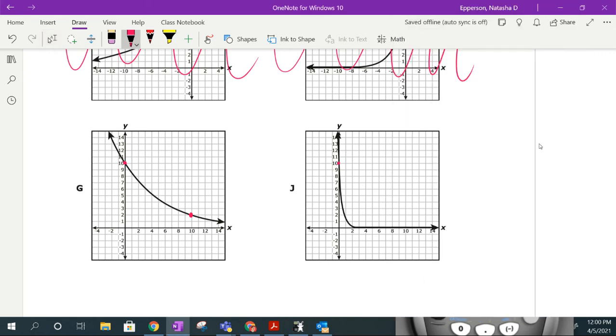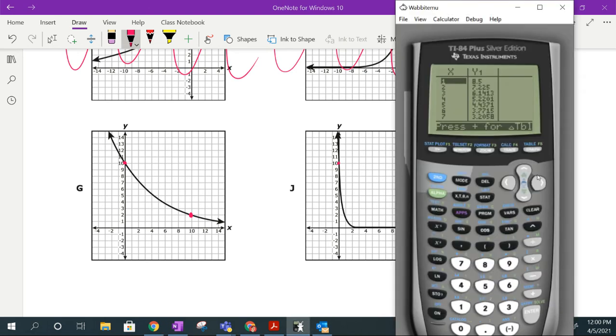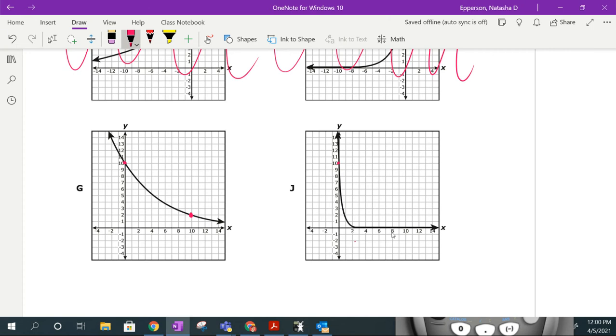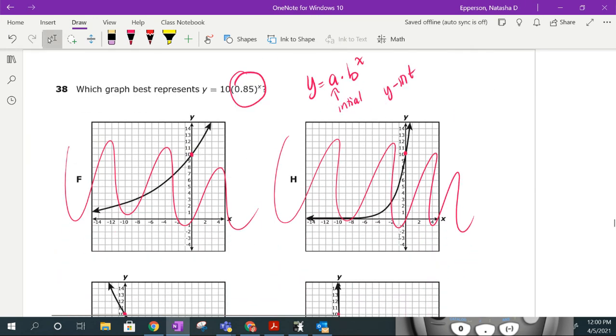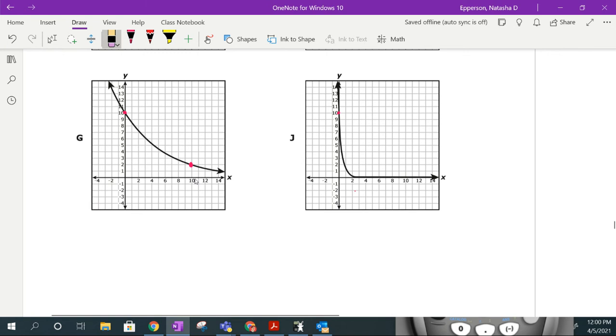Now, if I notice right here, (10, 2), that's a nice integer. So I'm going to see if (10, 2) is on my graph. Nope, it's not on my graph. Let's see if I can find another one. That's the only one. Let's double check. If I plug in 10 for X, so 10 times 0.85 to the power of 10, will that give me 2? That's a nice even integer right there.